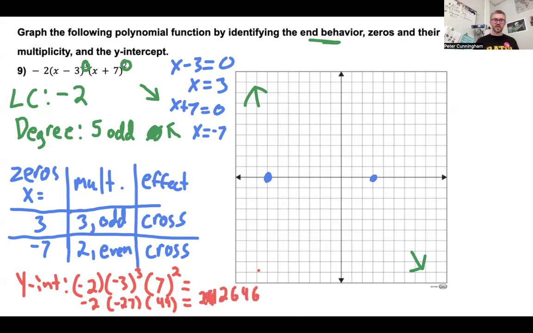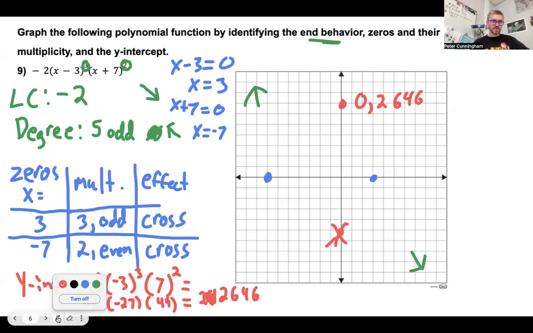2646. There we go. All right, so I'm going to mark it right here. I can hear Savannah saying it. Why is this 2000? Oh, Cunningham. Should be positive. That's not what Savannah would say. Savannah would say, why is that 2,646? Because I said it is. Anywho, sorry about the wrong y-intercept there.